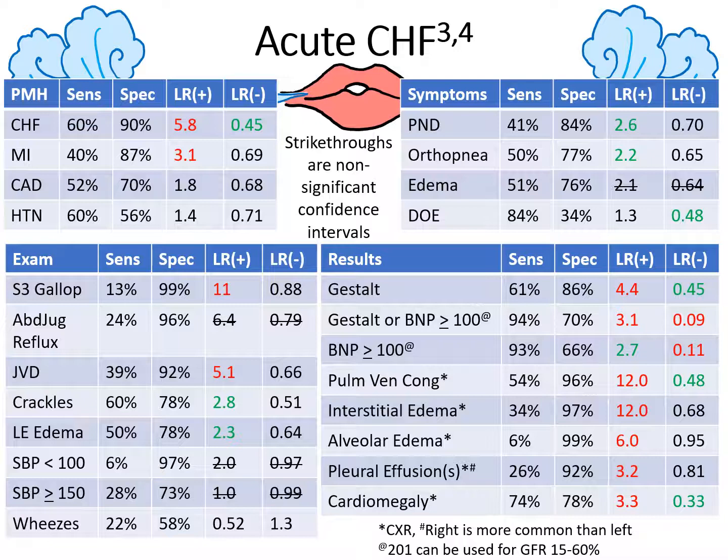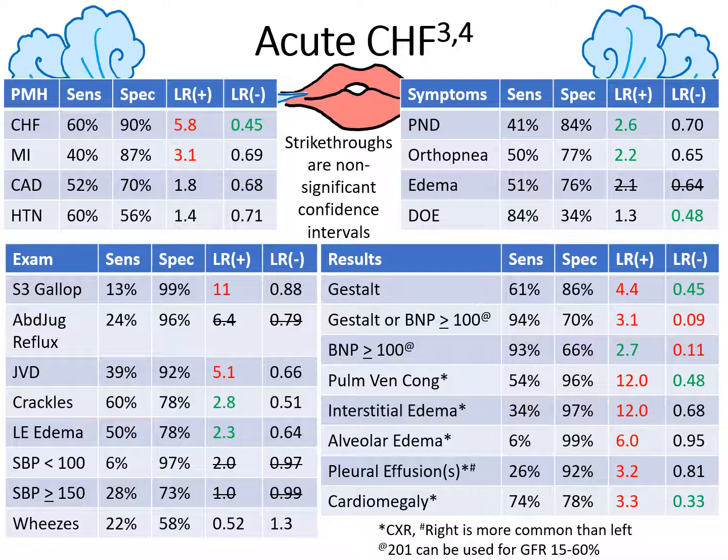Here are a lot of likelihood ratios for an acute CHF exacerbation. I tried to highlight the useful ones in red, almost useful ones in green, and strike through the ones without statistically significant confidence intervals. You can review these tables to get used to useful questions to ask. I'll highlight some of them.